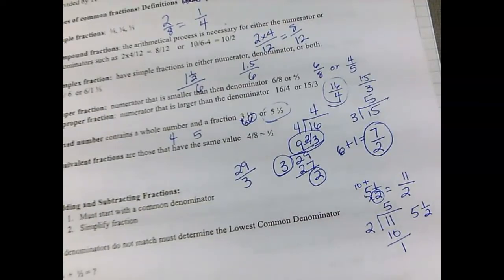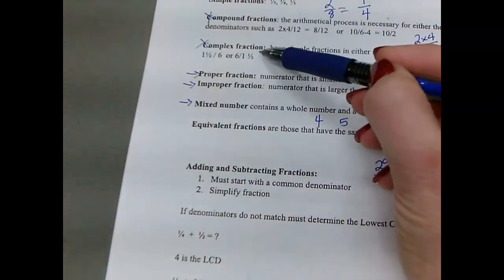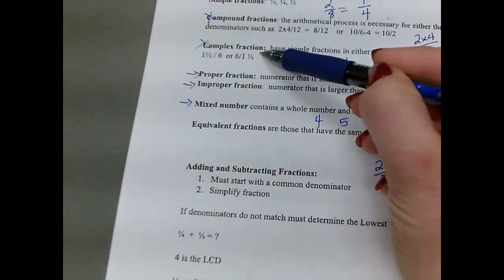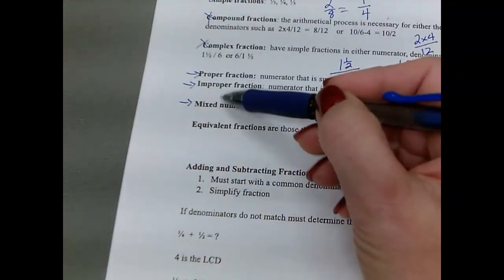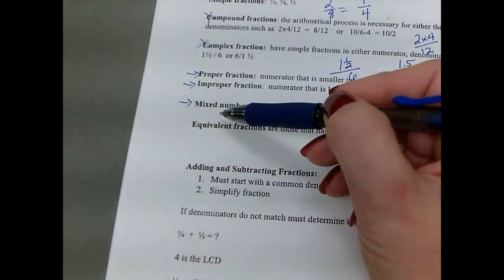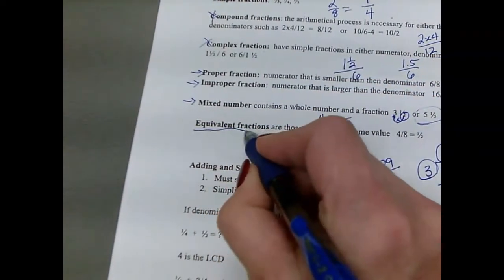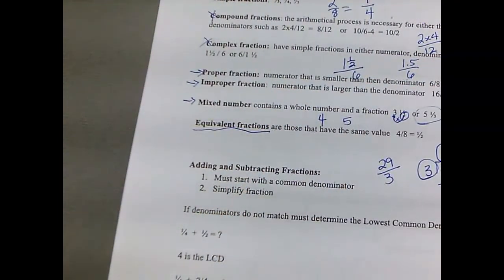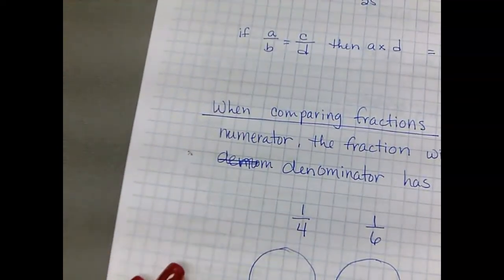And that's it. Okay, so I am not too worried about you knowing compound or complex fractions. Those are just really definitions, but I do want you to understand how to move between improper and proper mixed numbers. And then the next thing I want to look at is equivalent fractions. How do you know if a fraction is equivalent with another fraction or not? So let's take a look at that.